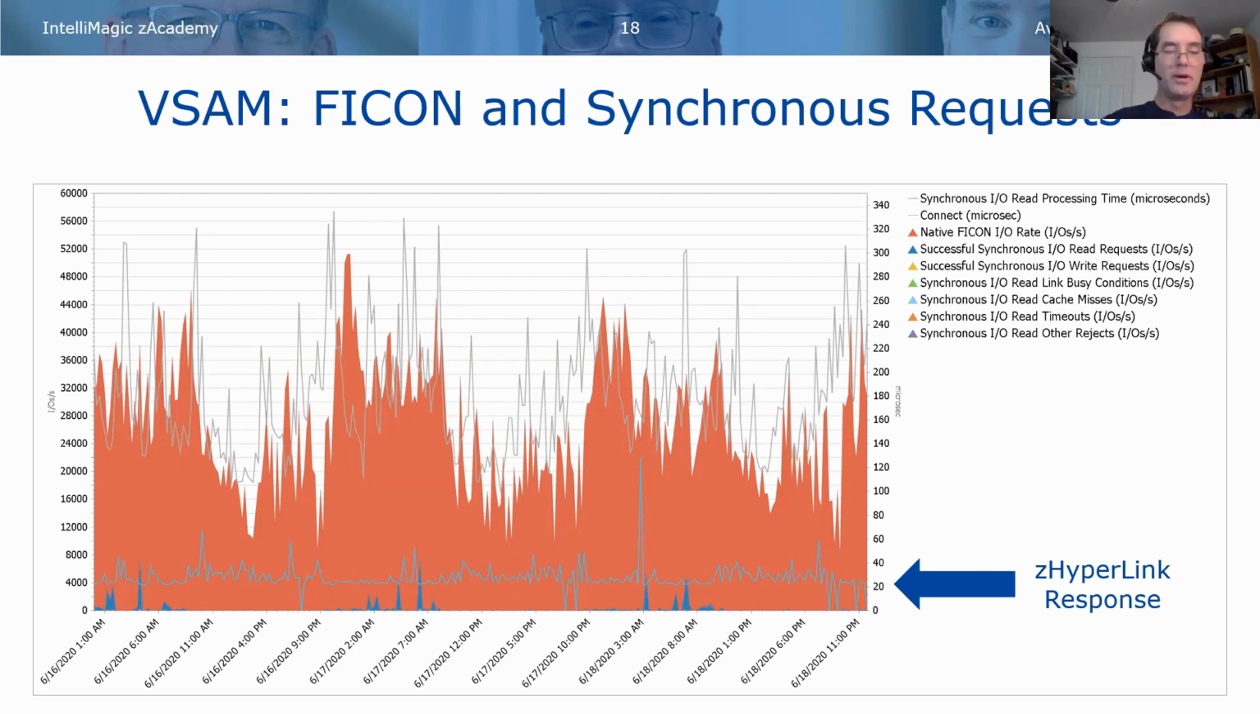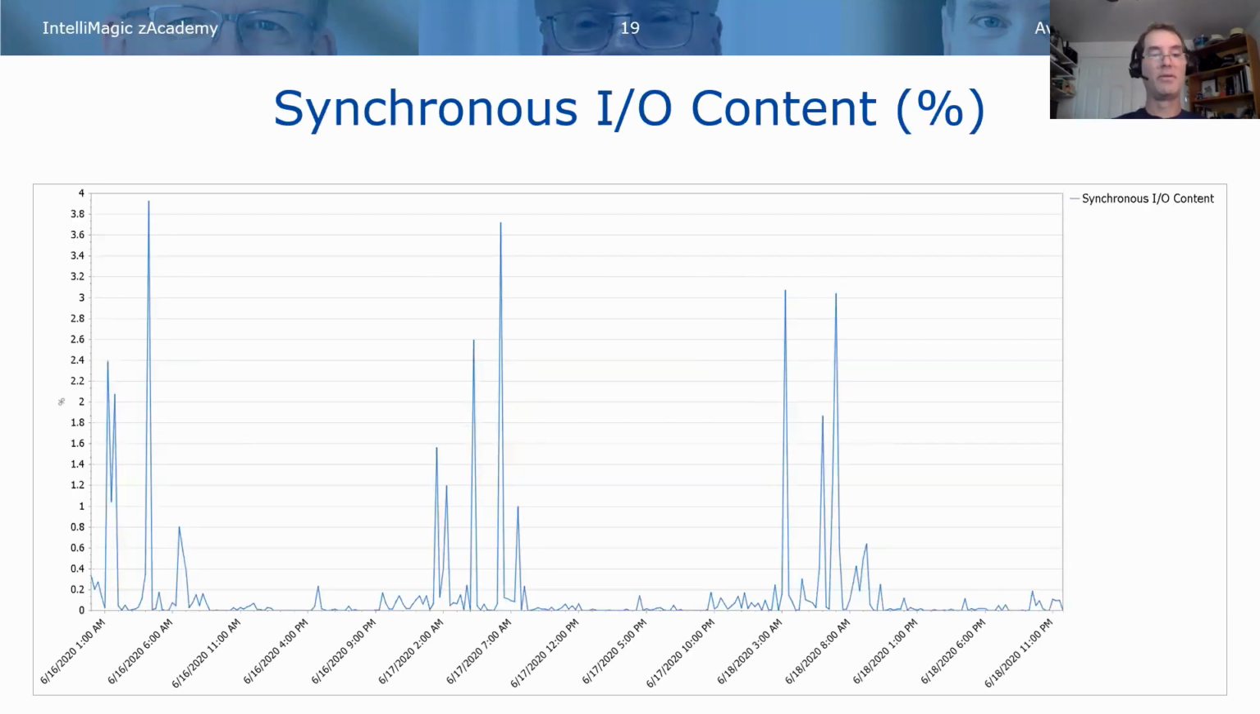Then those little blue blips at the bottom, those are successful sync IO read requests. So from this data, and you can see this very tiny at the bottom, that zHyperlink response, as advertised, is right in there around 20 microseconds. Now the percentage of sync content, so that is to say of the total IO, how much of this is using zHyperlink? Not very much in this example, 3-4%. So that's kind of representative of those few little blue blips that you saw.